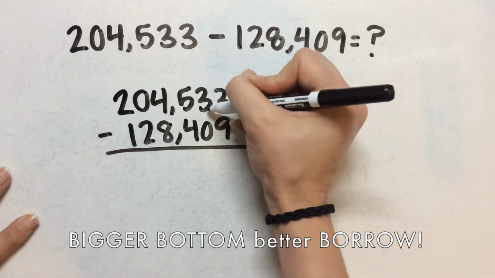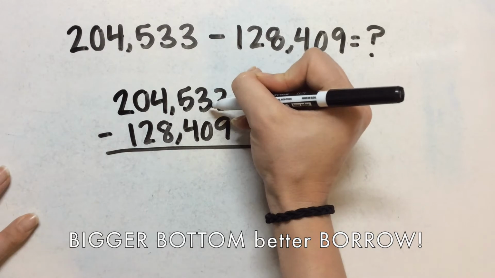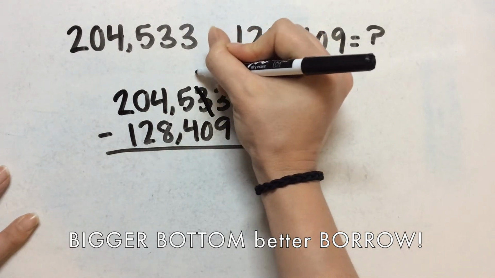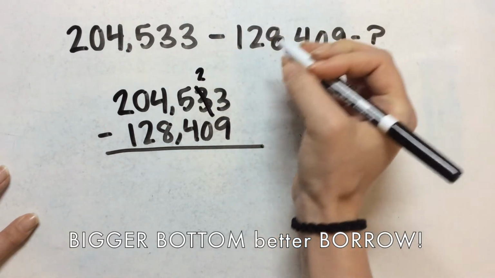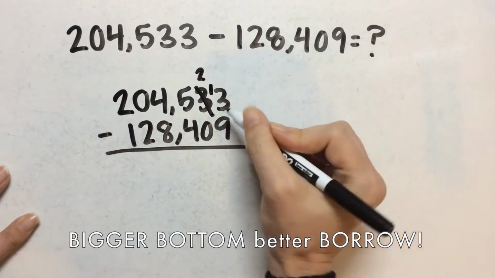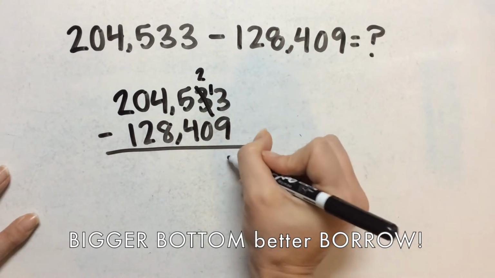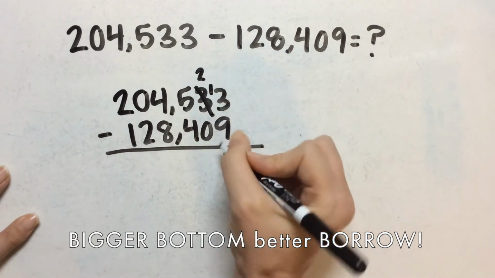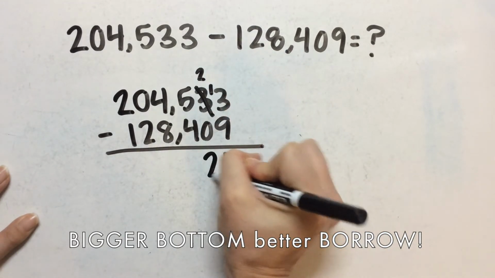So I'm going to borrow from this 3, which is really like 30. So I'm going to take away a 10 from this 3 and make it a 2, and then add a 10 to this 3, making it a 13. Now I can take 9 away from 13, which is 4. And then 0 away from 2, which is 2.